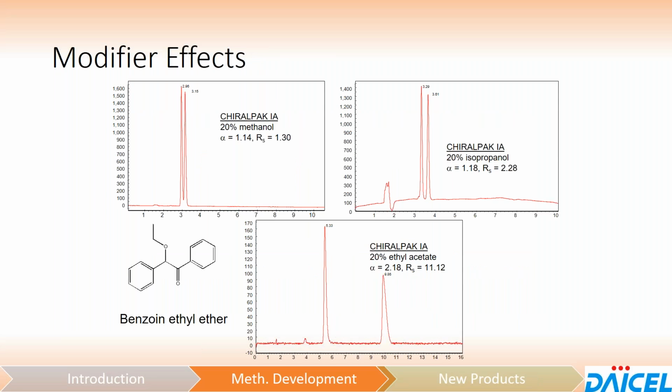A few examples of the modifier effects here. On a sample compound, this benzoin ethyl ether, changing the modifier, just like changing the mobile phase component in normal phase, can elicit some pretty dramatic differences in the separation, assuming you are keeping the CSP, the chiral stationary phase, the same.